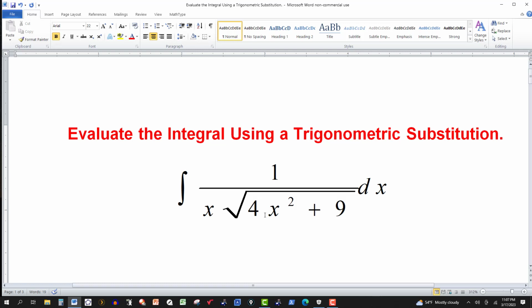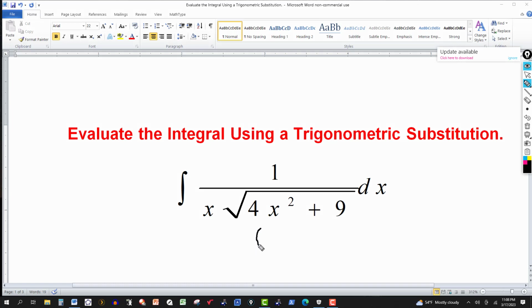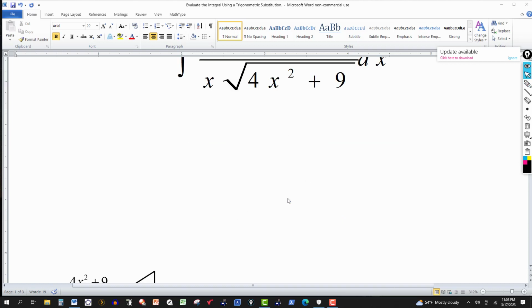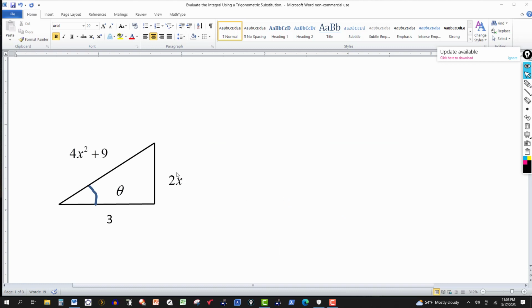In this case, the way it's set up, I could actually write 4x squared as 2x in parentheses squared, and I could write the 9 as 3 squared. So in the method we looked at, 2x would be your u, and a would equal 3. And that's what we're going to set up here. So in the triangle that we're going to use, we have the u opposite side over here, and then a would be 3, and this is the setup we would use.